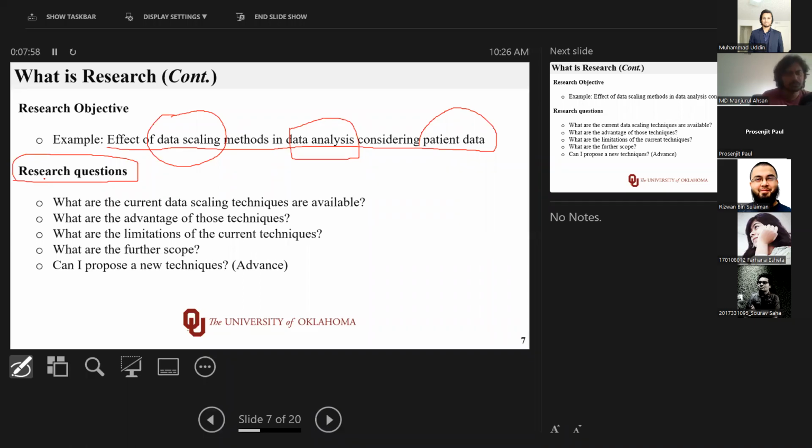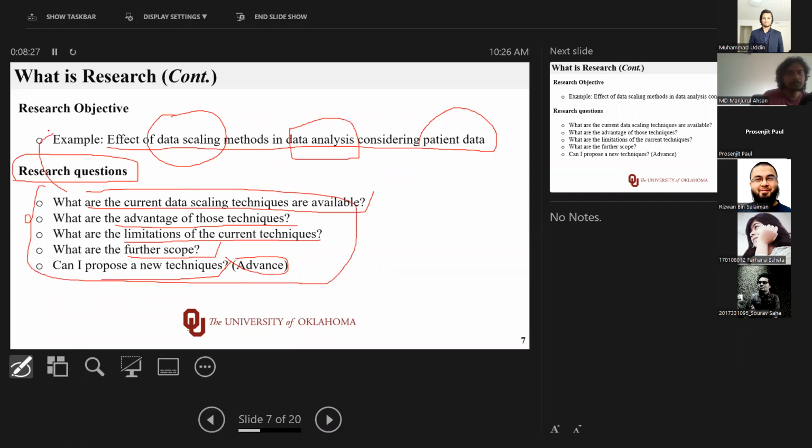So what are the research questions? How are you going to justify this? So you say, okay, what are the current data scaling techniques available? This is what you want to address. What are the advantages of those techniques? What are the limitations of the current techniques? What is the future scope? And can I propose a new technique? It's more advanced. So through these research questions, you fulfill your research objective.